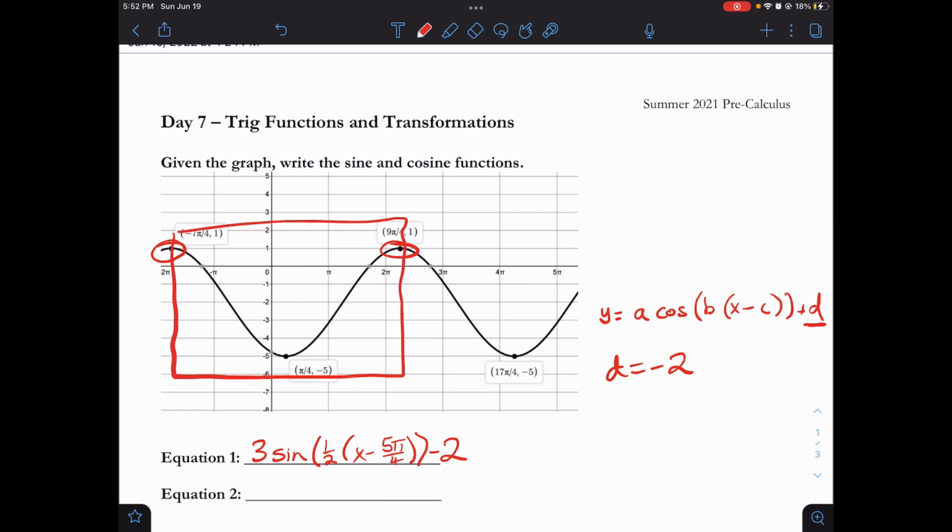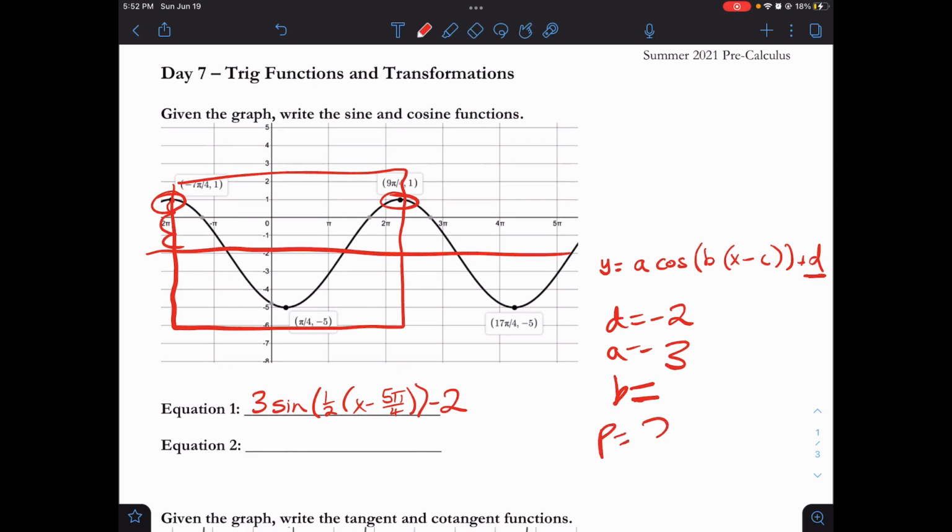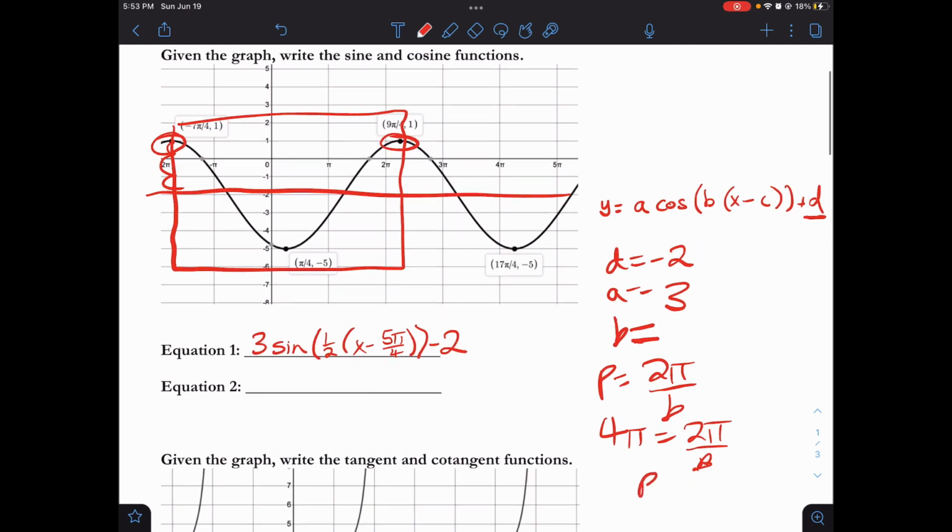That's one period. And from there, we also know our amplitude, which is from -2, how much up or down it goes. So 1, 2, 3. So 3 from the midline, that's our amplitude. Then we have our period. So our period is equal to 2 pi over b. In this case it goes from negative 7 pi over 4 to 9 pi over 4, which is 16 pi over 4, or 4 pi, meaning our b is again 1/2.